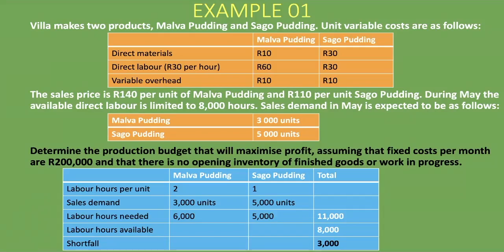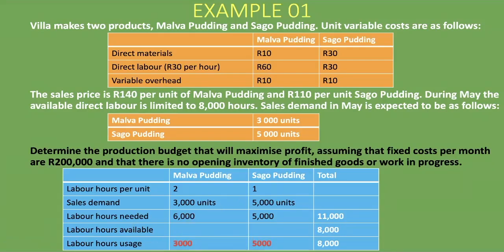So let's remove the shortfall and let's put the labor hours usage. Sago pudding will use the 5,000 hours, and we know the available labor hours is 8,000 hours. So 8,000 minus 5,000 hours used by Sago pudding, we're only left with 3,000 units. That means we'll use the 3,000 which is remaining for Malva pudding. I hope you're following along well.